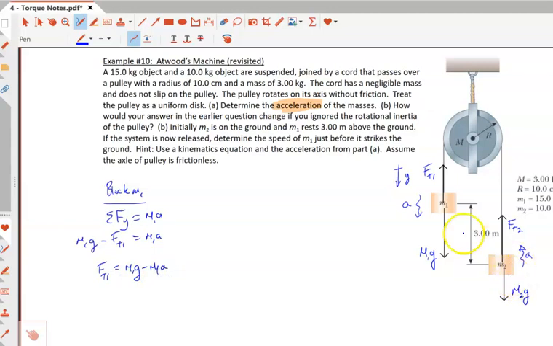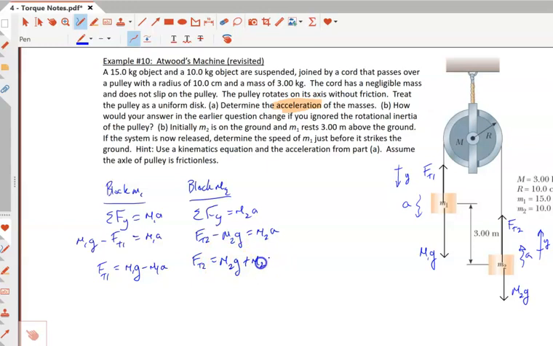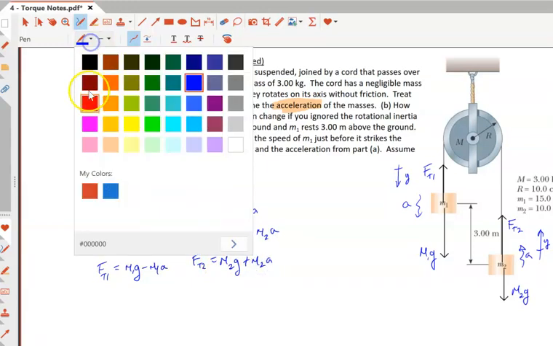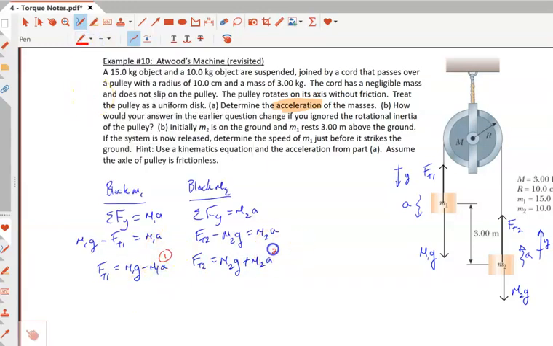Let's now go on to block 2. For block M2, we're again going to apply Newton's second law. Sum of forces in the y equals M2A. In this case, I'm going to choose the y-axis to be going upwards. So I have a tension 2 up minus the weight M2G down equals the net force of M2A. Solving for T2 individually, it will be equal to M2G plus M2A. These two expressions, I'm going to come back to them later. We'll call that 1, and we'll call that 2.